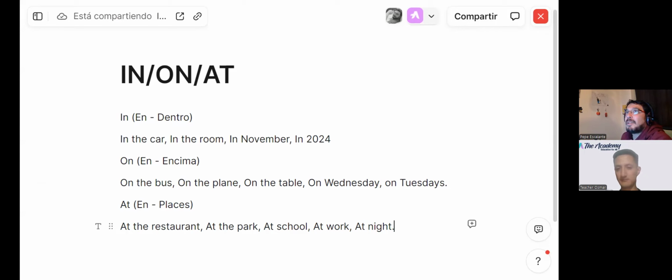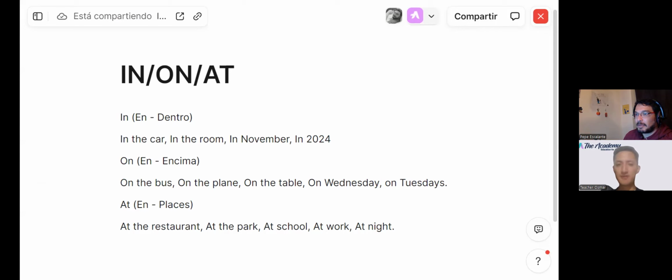For example, my birthday is on 14 July. On, always on. For specific days, on. Okay, a little tricky, but that is tricky because in Spanish it is "en", right, for everything. En. Yes. Okay?